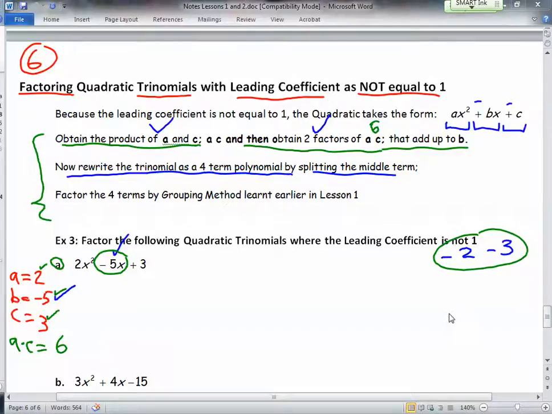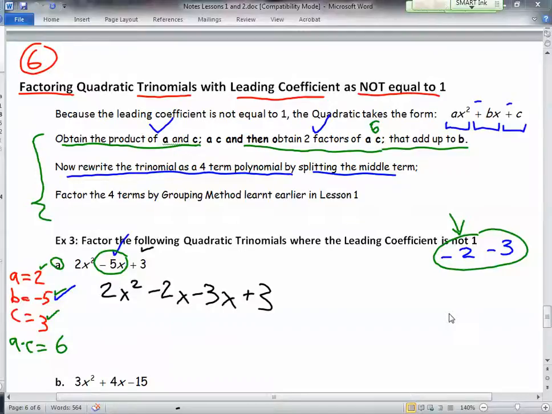So here's what that's going to look like. I come down, nothing is changing to my 2x squared, that stays the same. But now my negative 5x becomes a minus 2x minus 3x. And where did I get those from? I got those from over here, the factors that I just determined in the last step. And then I still have my plus 3 on the end. So now I have a 4-term polynomial, and I'm going to use that same grouping factoring method that we covered a couple lessons ago.